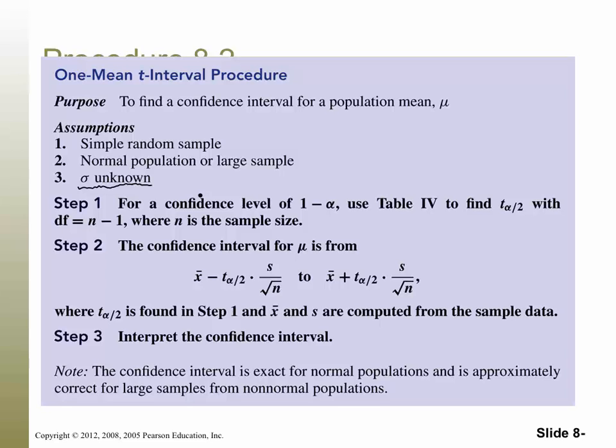Okay. So what it means is instead of using the population standard deviation that we don't know, now we're going to use what? Sample standard deviation. Makes sense, right? Because we'll have that if we have the sample. And then the other difference is it's not based on a normal distribution anymore. We have a new distribution. It's called the T distribution.